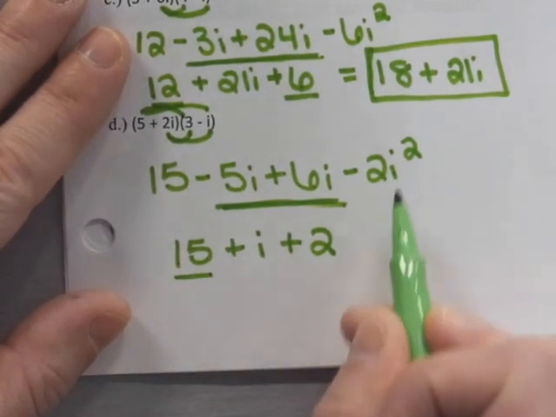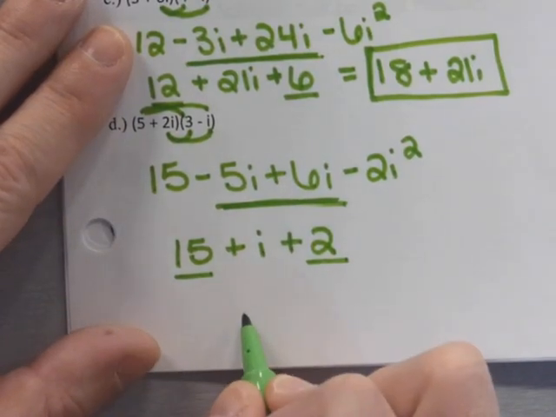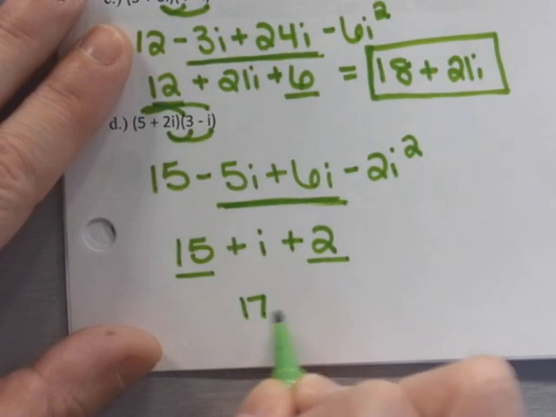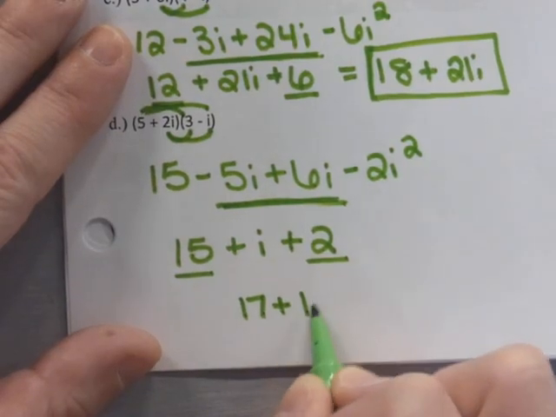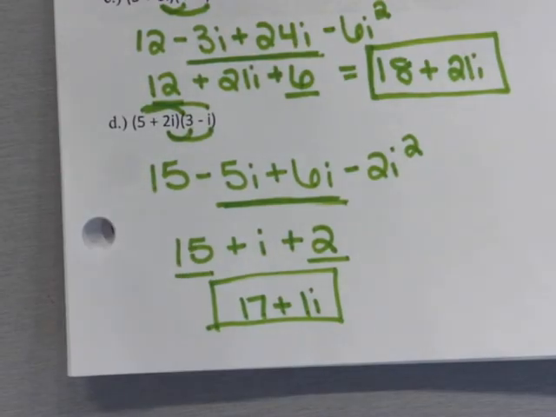All right, let's do our last step. Do you see how switching this over gave me like terms? What do I get when I add my 15 and my 2? 17. So we can write it 17 plus 1i, or you can just write 17 plus i. It's up to you.